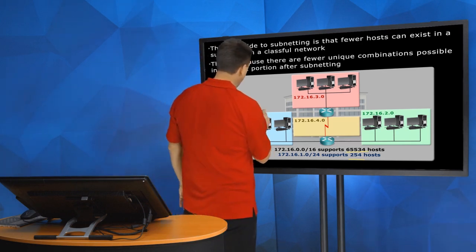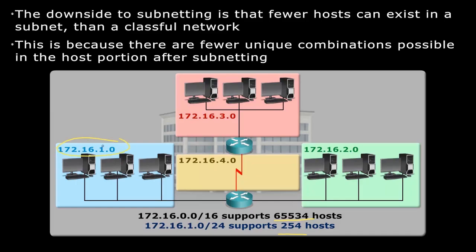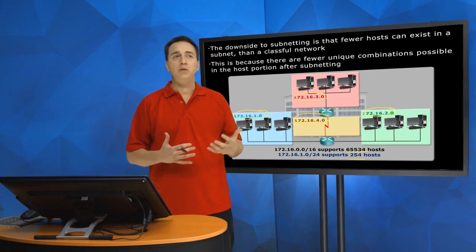So notice how we've deployed 172.16.1.0 over here. We've deployed 3.0 over here. We've deployed 4.0 over here. And then we have 2.0 over here. Each of these networks can only support now 254 hosts instead of having that one large network that supports 65,534 hosts.